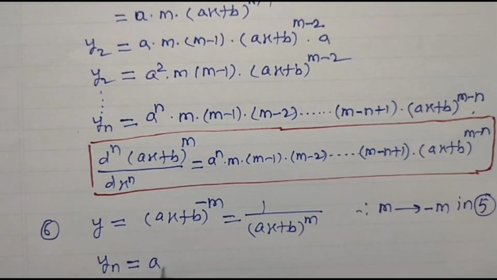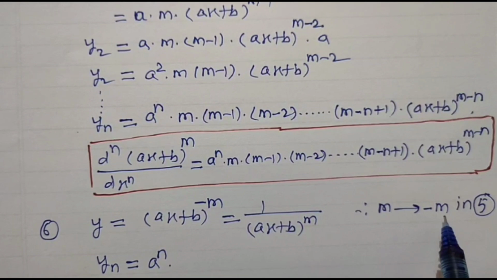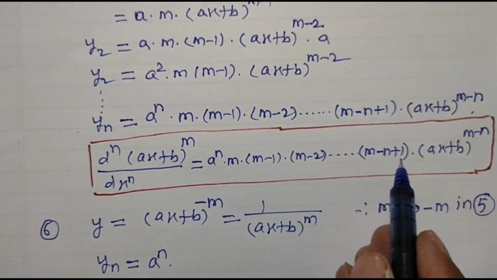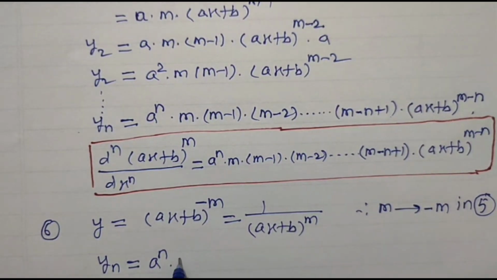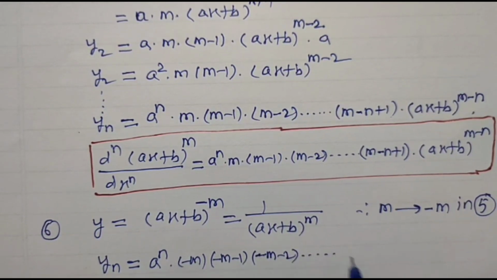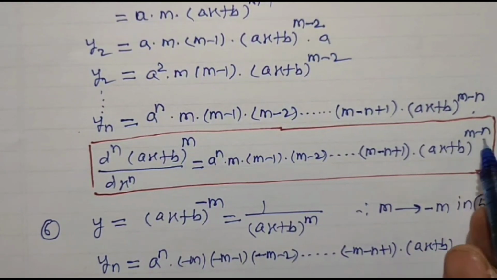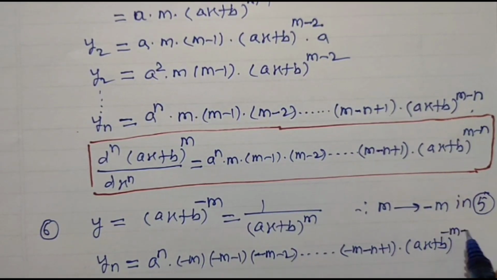This will remain as it is. Then m is replaced by minus m. Everywhere replace m by minus m, here also and in all factors. So minus m, minus m minus 1, minus m minus 2, and then minus m minus n plus 1, and then (ax plus b) to the power, replacing m by minus m, minus m minus n.